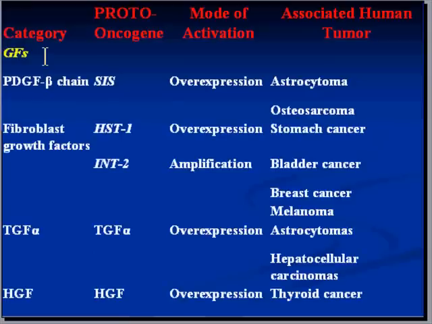So if you were to take the category of growth factors, for example, and we talked extensively about the growth factors, all the GFs, for example, the platelet-derived growth factor, fibroblast growth factors, transforming growth factors, hepatocyte growth factors. You know, these are all proteins coded by genes, which can be called SIS, HST, TGF, HGF.